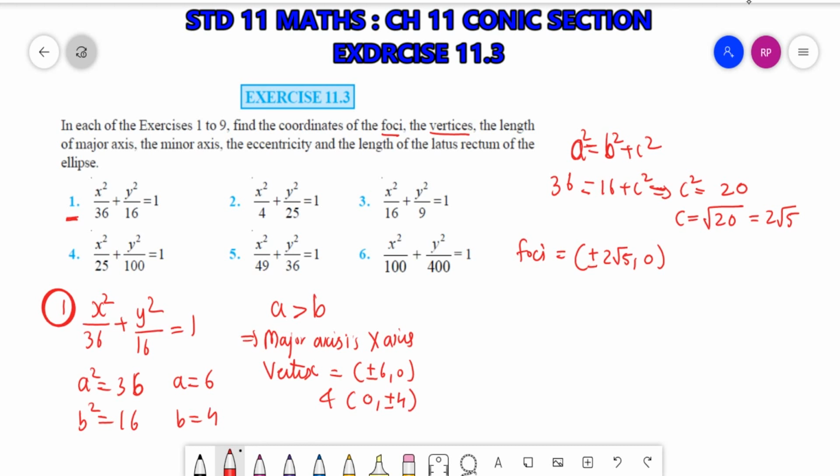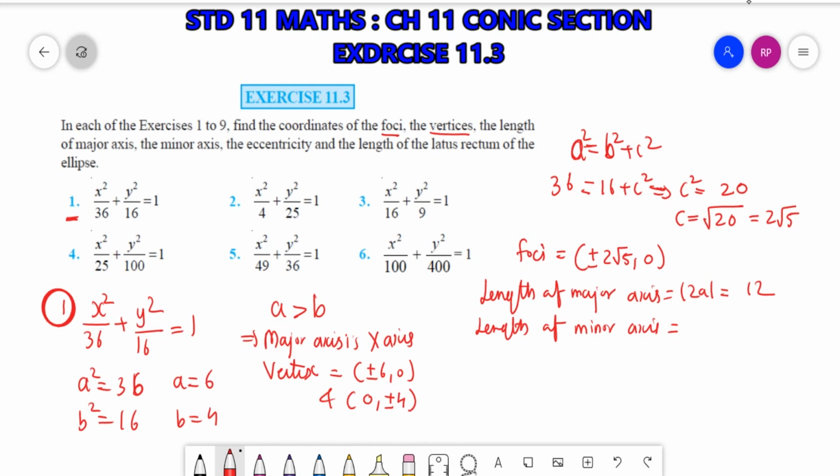Now the length of the major axis is equal to modulus of 2a. Okay, so a is 6, so 2 into 6, 12. Length of the minor axis.